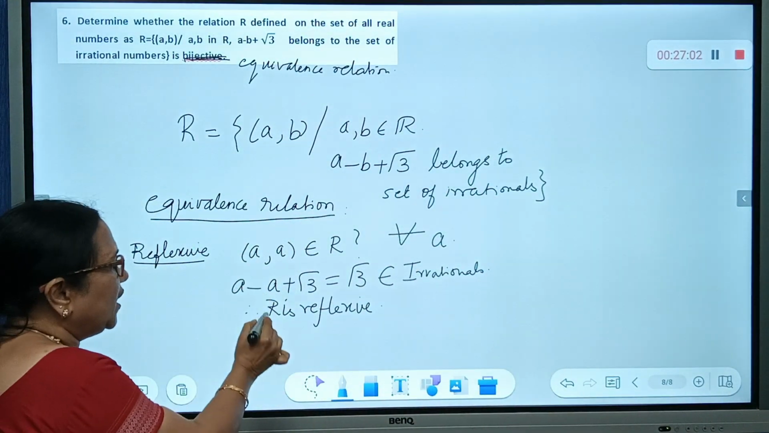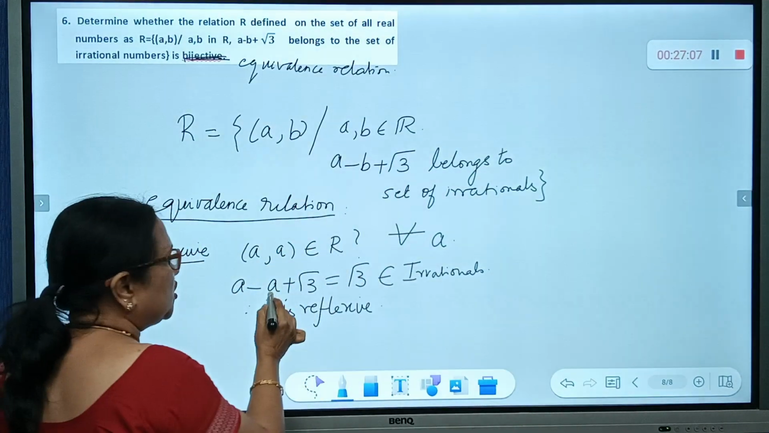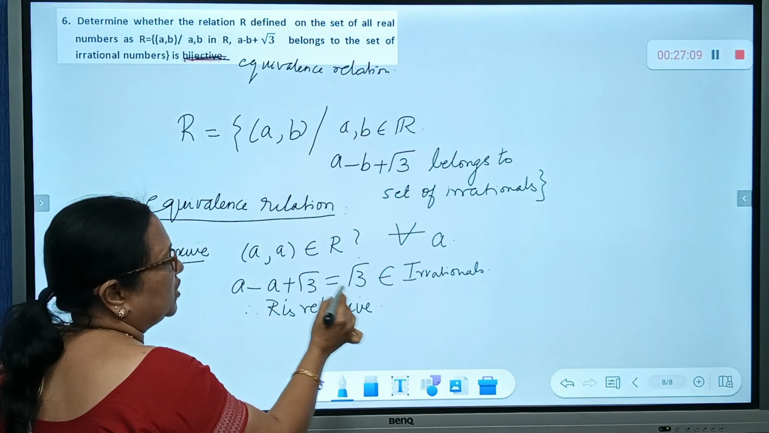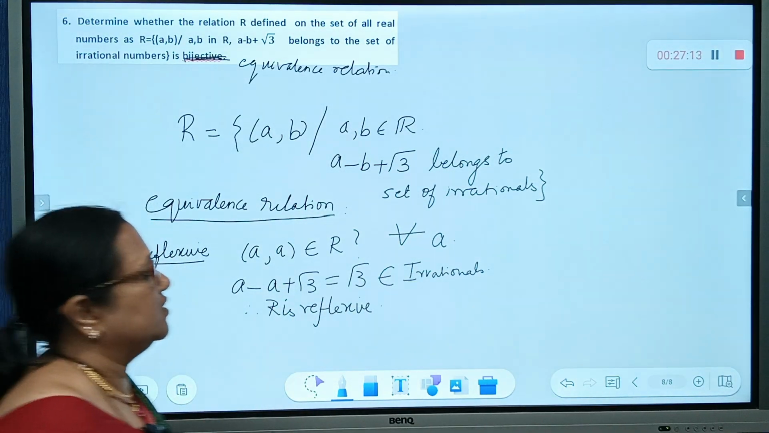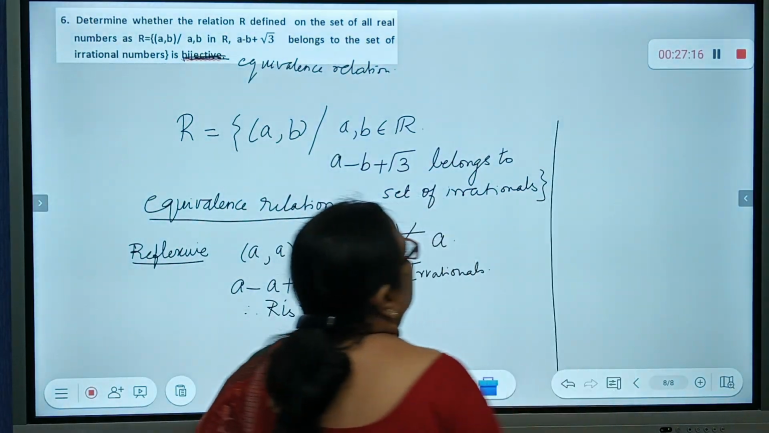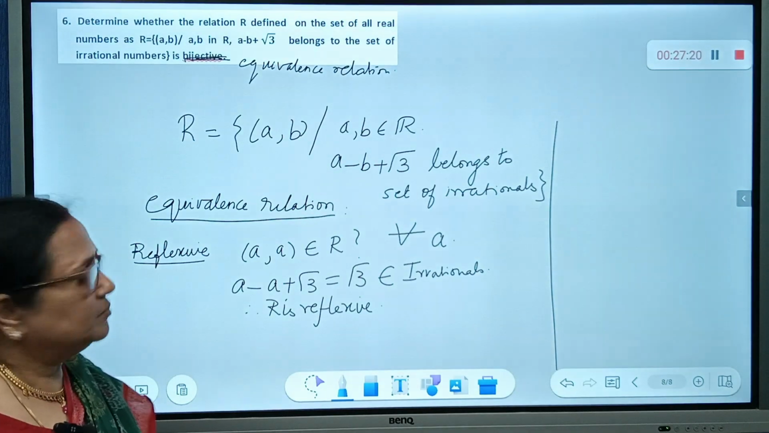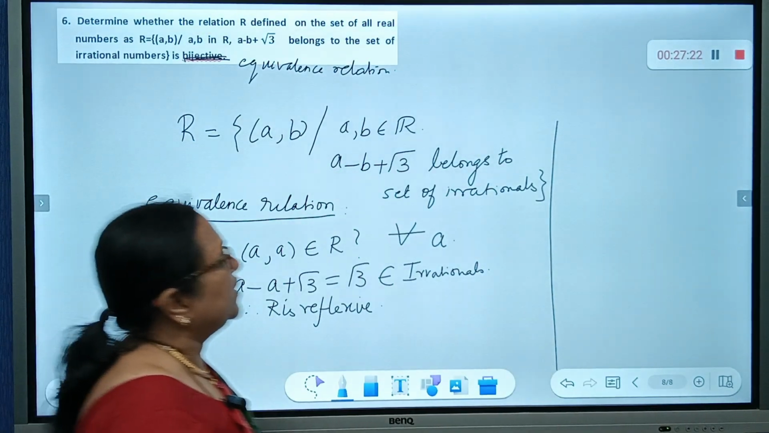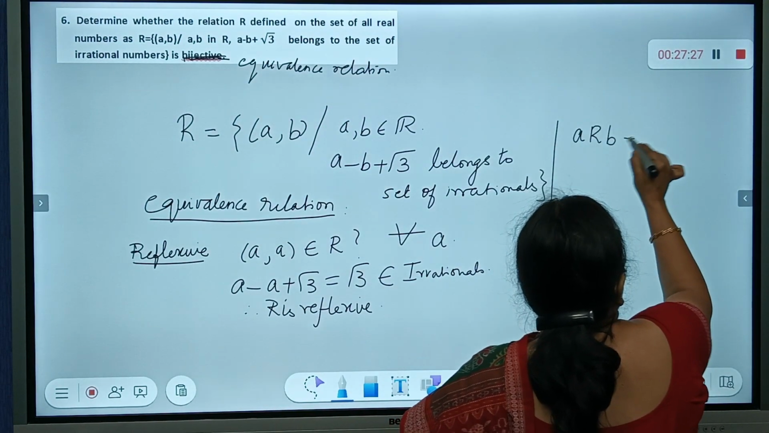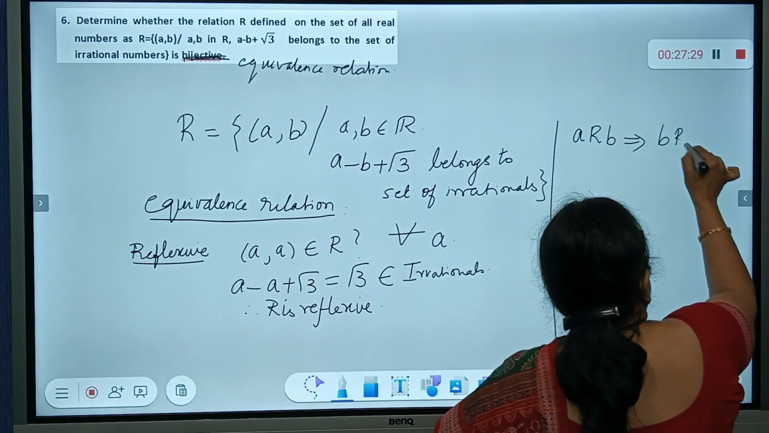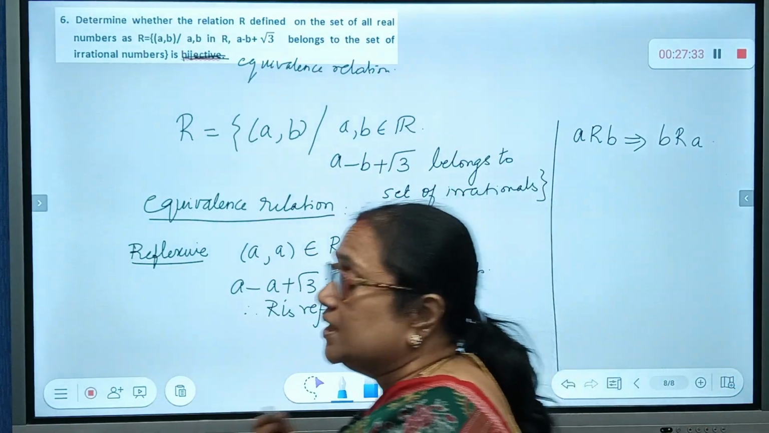Okay, how do I prove that? Substitute a in a minus b plus root 3, b is also a. So, a minus a plus root 3 is root 3, which we know to be an irrational number. So, R is reflexive. Now, we have to check whether it is symmetric and transitive. When will it be symmetric? That is, if a is related to b implies b is related to a, then the relation is symmetric.